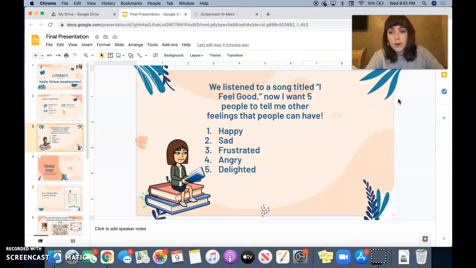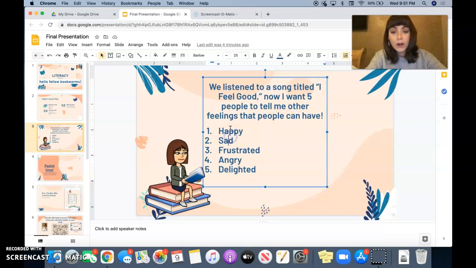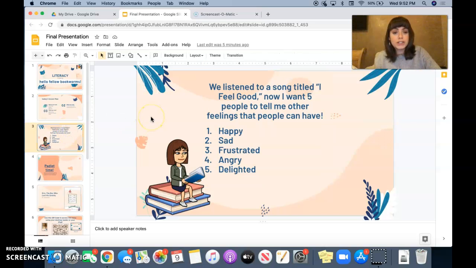Relating back to our walk-on anthem, I would say we listened to a song titled I Feel Good. Now I want 5 people to tell me other feelings that people can have. I already wrote them in, imagining that these are some of the words that students would tell me: happy, sad, frustrated, angry, delighted. That's just a little warmer so that students' prior knowledge is activated.